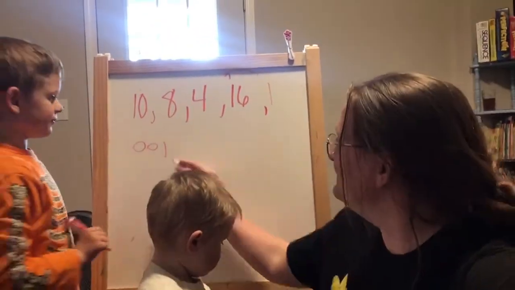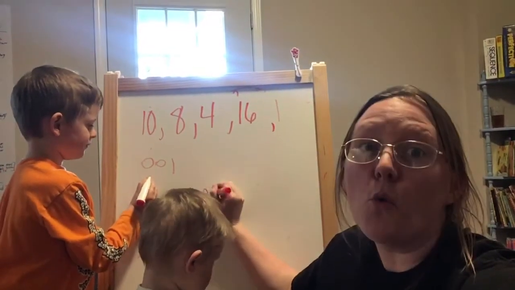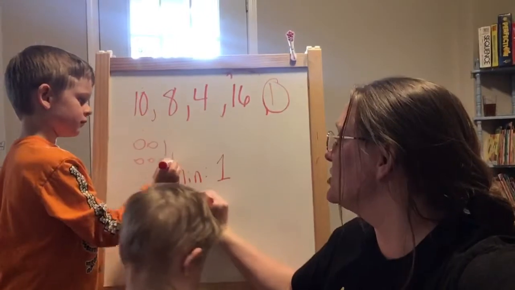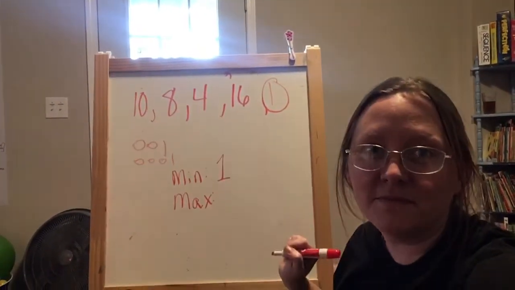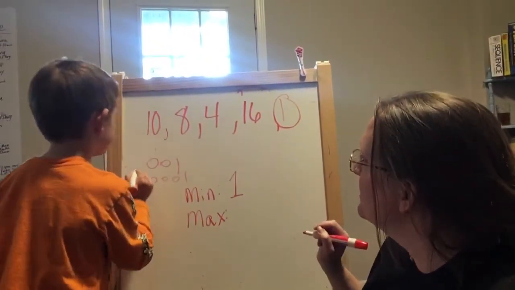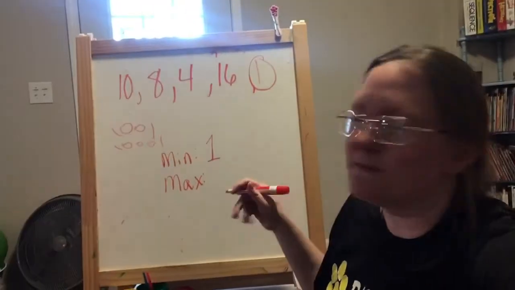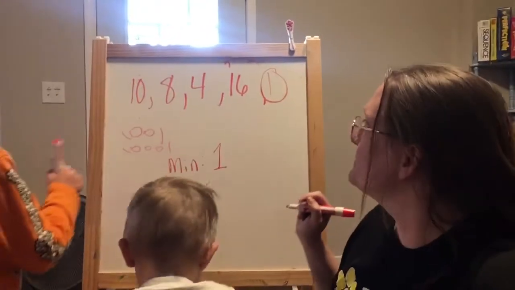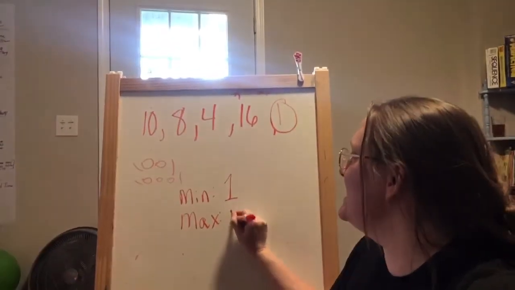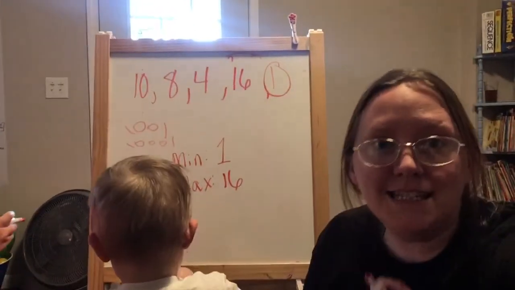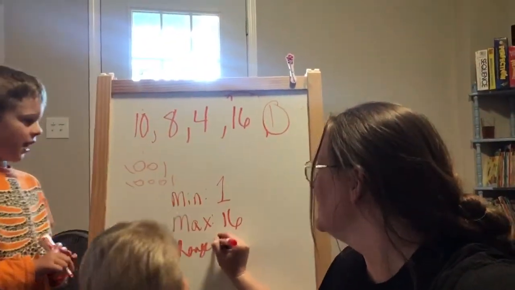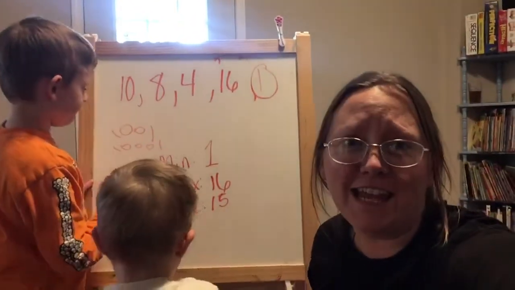What's your minimum? 1. 1 is the smallest. Minimum means smallest. What's your maximum? 1's the minimum. Which one's the biggest? What's the maximum? 16 actually is the biggest. And so if we take 16 and we subtract 1, then our range is going to be 15.